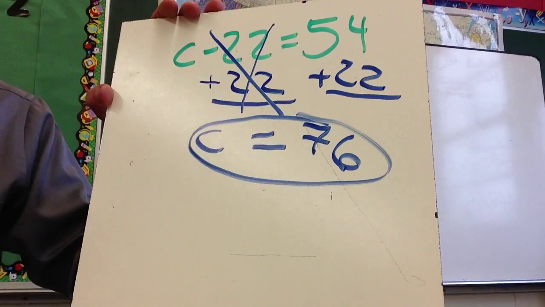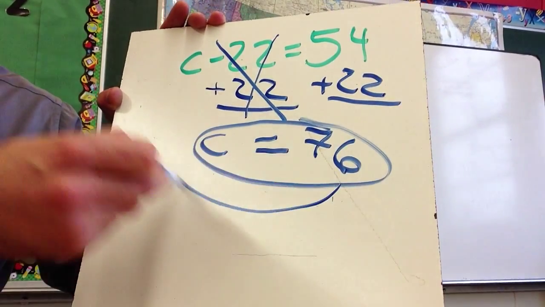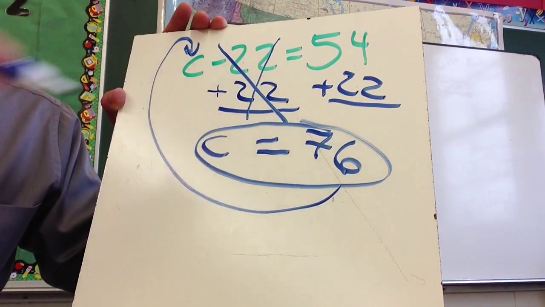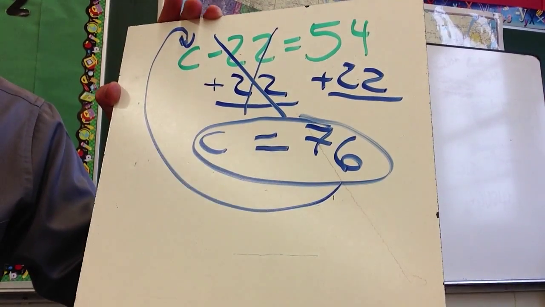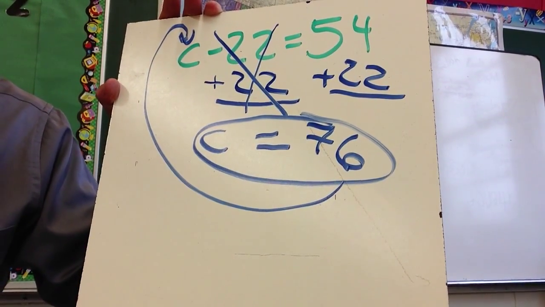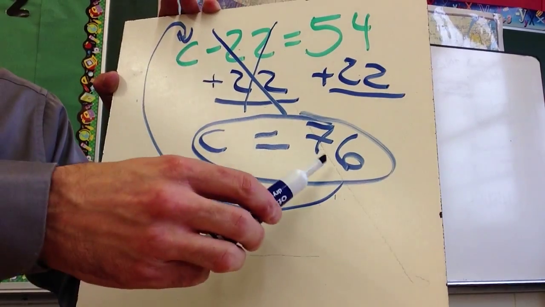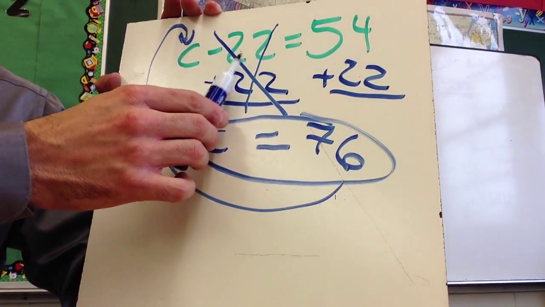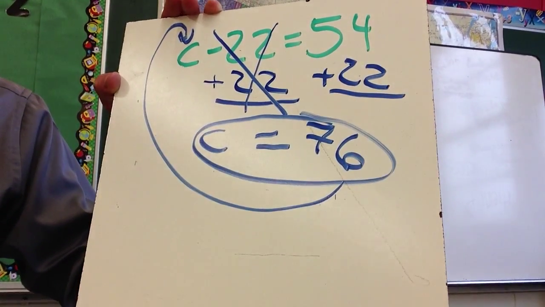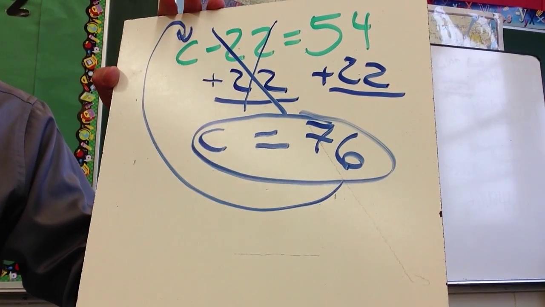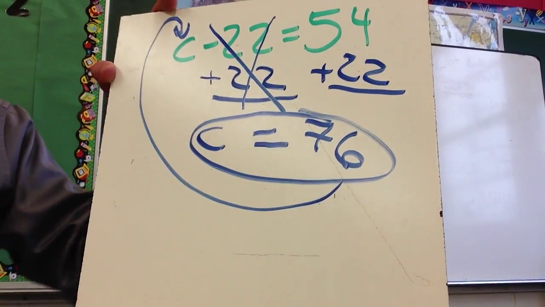Now I can check my answer by taking this, and I can plug it back in here. This is why algebra is the greatest subject in the world. That's a fact, not an opinion. 76 minus 22 equals 56. Type that in my calculator, make sure it's right, and then I know I have the correct answer.